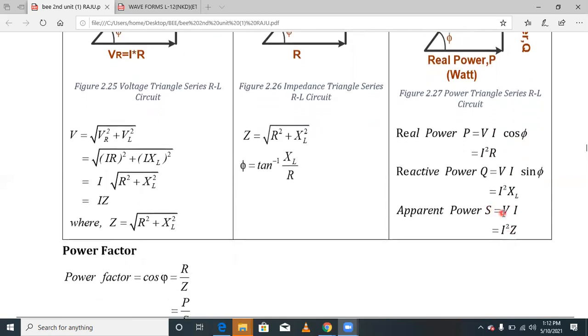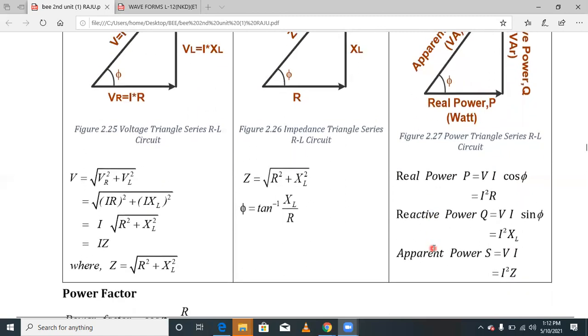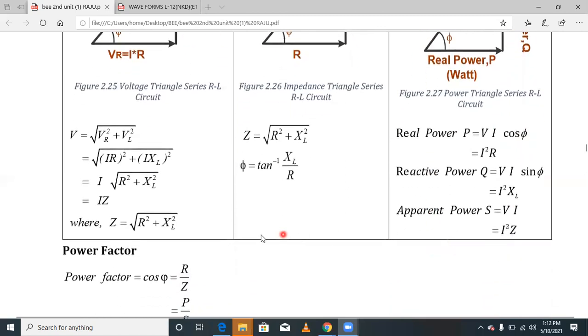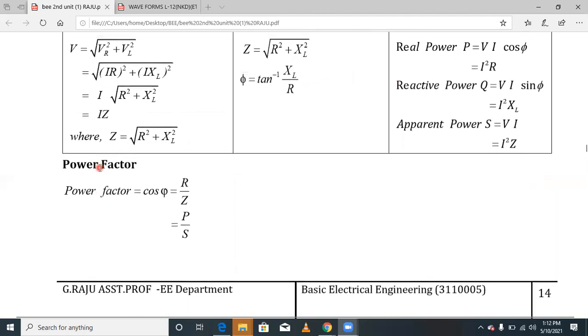So S is equal to V into I, but V is equal to I into Z. Substitute here and you will get I square into Z. So this is real power, reactive power, apparent power. Understood? And then power factor, not form factor. Power factor is cos phi, and cos phi is equal to R by Z.